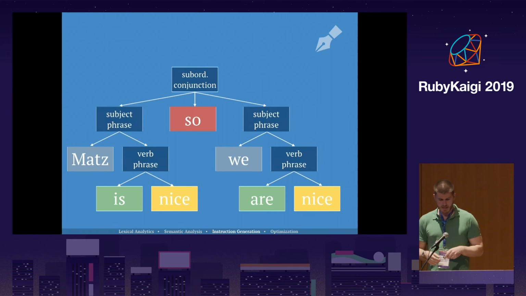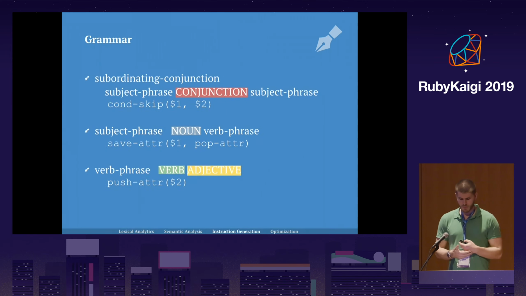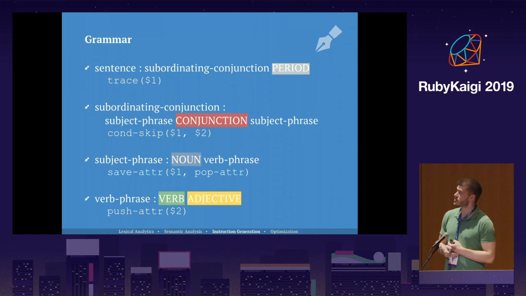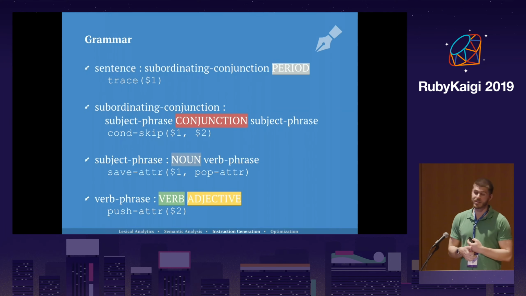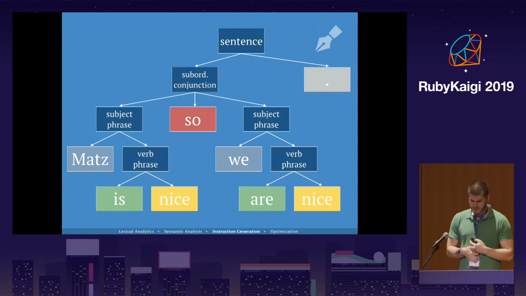Okay? And finally, we can go and add our sentence, and we'll add a rule for our sentence, and we'll say we'll just trace that. And now we have a really full-out grammar for this really terrible made-up language called English. And so this is our tree. This is our abstract syntax tree.